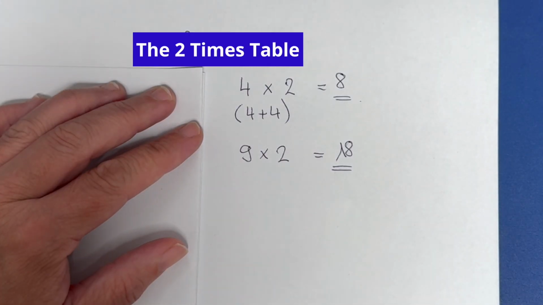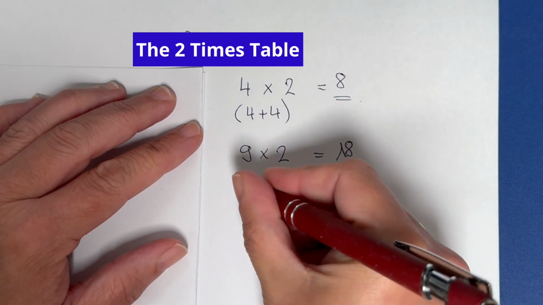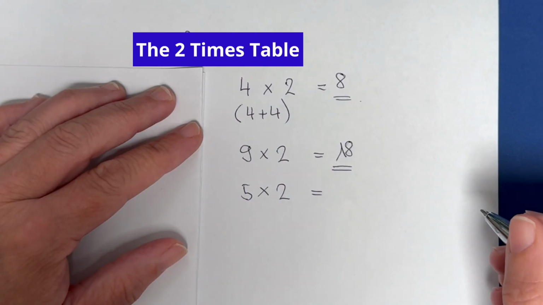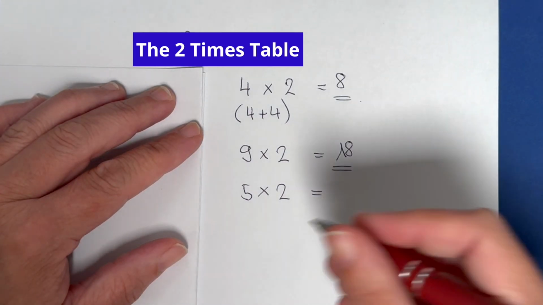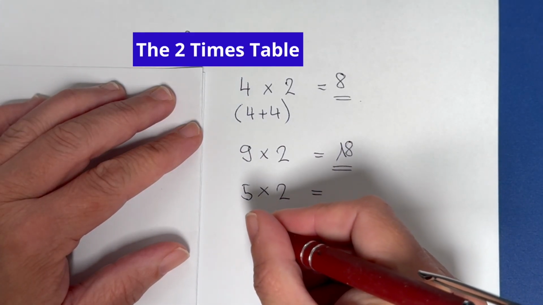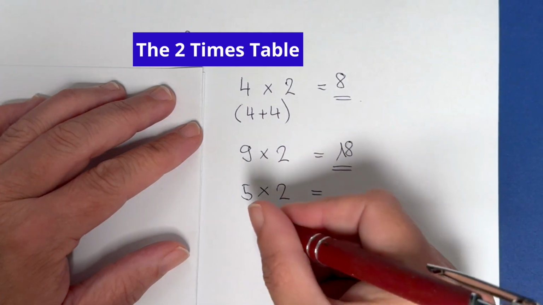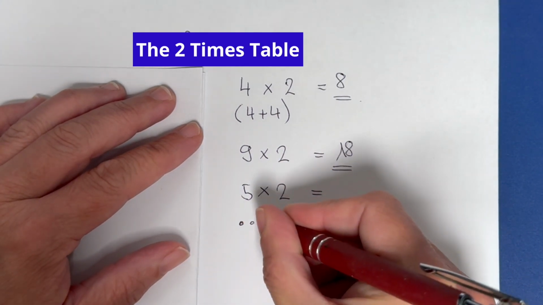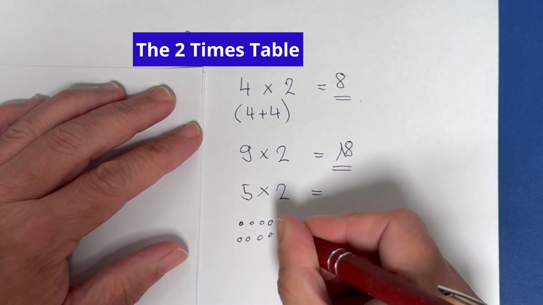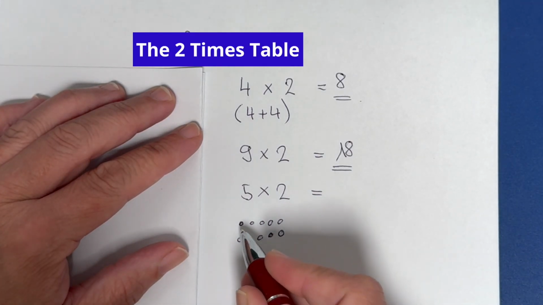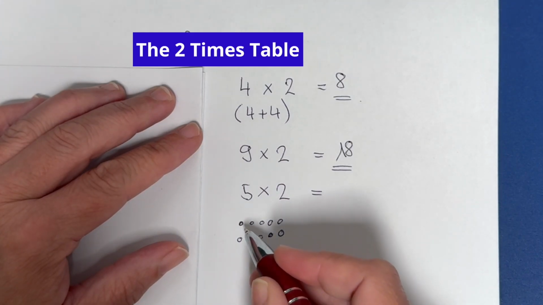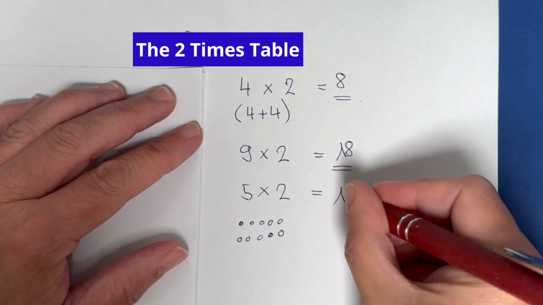And now let's look at one more example. Let's take 5 times 2. Here we can use another method. We can use an array. That means we draw rows and dots to help us see the multiplication. So we draw 2 rows with 5 dots in each row. Let's count them. 1, 2, 3, 4, 5, 6, 7, 8, 9, 10. So we can see we have 2 rows and in each column we have 5 dots. That means 5 times 2 equals 10.